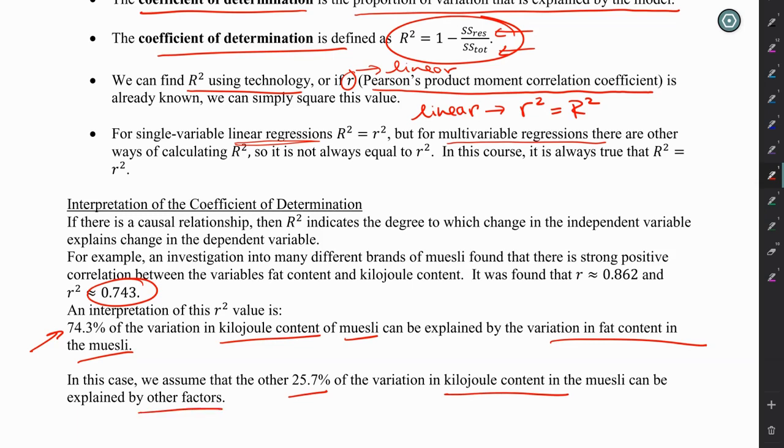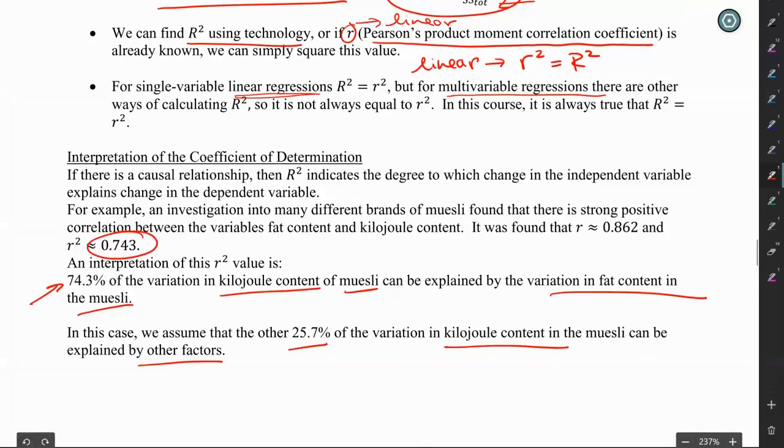There are other things that go into the kilojoules, or the calories, and the amount of energy that you can get out of a food source. So it's not just the fat. We know from our experience that sugar or carbohydrates factor in. There are all these other things that go together, but we can say that 74.3% of the variation is explained by the variation in fat content. The other 25.7% is explained by other things. So that's pretty much how this interpretation of the coefficient of determination works.